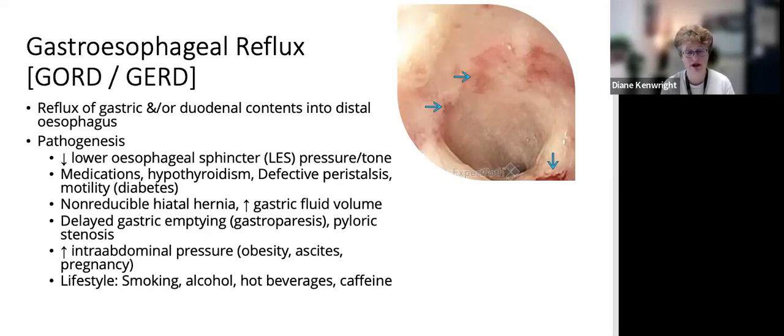Gastroesophageal reflux is caused by reflux of gastric, and occasionally duodenal, contents into the distal esophagus. It is caused mostly by, step 1, decreased pressure in the lower esophageal sphincter, which can be caused by a variety of things, but is most often caused by increased intra-abdominal pressure. Pregnant women and people who have a high mass have increased pressure in the abdomen. It can also be caused by hiatus hernia, delayed gastric emptying, or just a structurally defective lower esophageal valve.